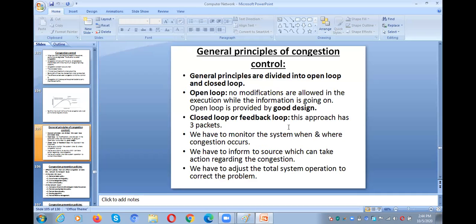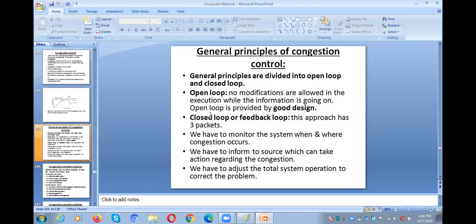General principles of congestion control. There are two types of principles. They are categorized into two things. One is open loop and the second one is closed loop. Closed loop is also called a feedback loop. So what is open loop and what is closed loop? Open loop is applied initially, before a congestion is going to happen.